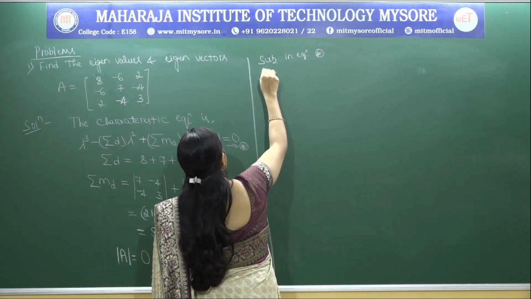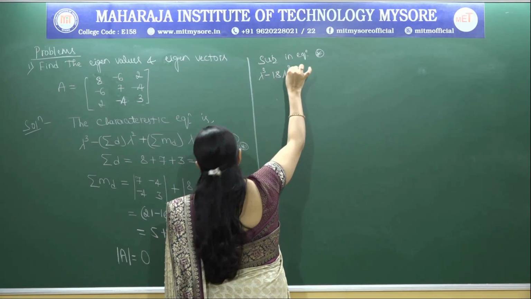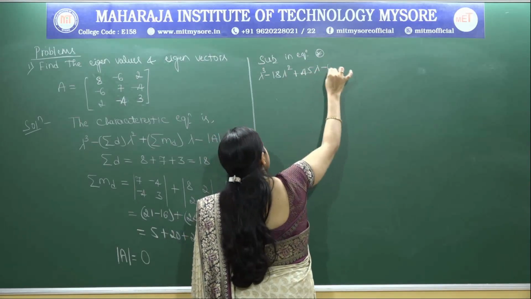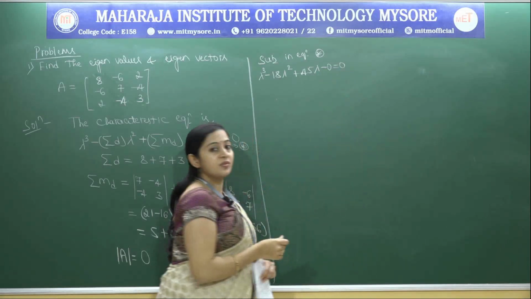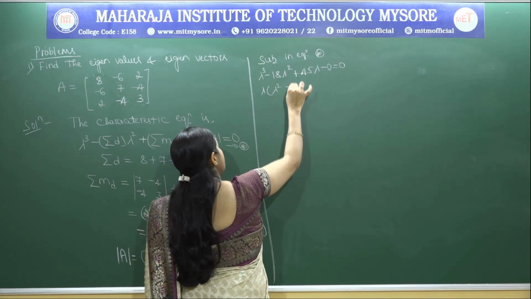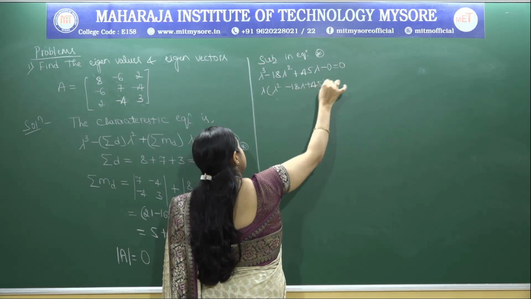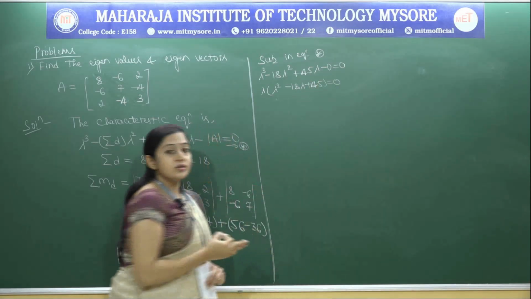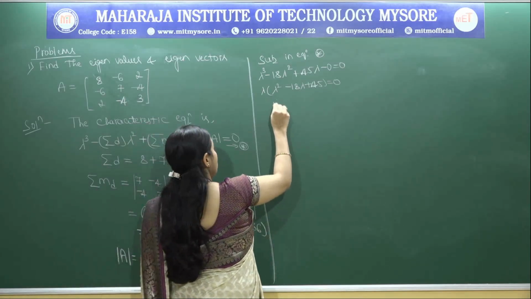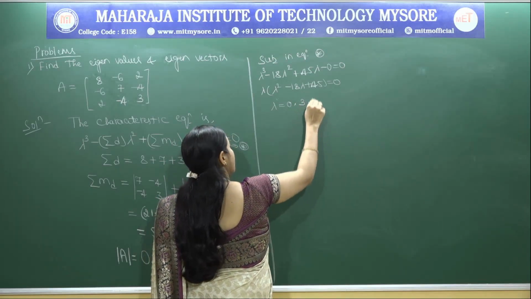So the first term is lambda cube, second term it is 18 lambda square, the third one 45 lambda minus 0 equals 0. So solve this, take the lambda outside, lambda square minus 18 lambda plus 45 equals 0. Or solve this cubic equation in your calculator, you will get the roots. The first one is 0, the second one 3, third one 15.